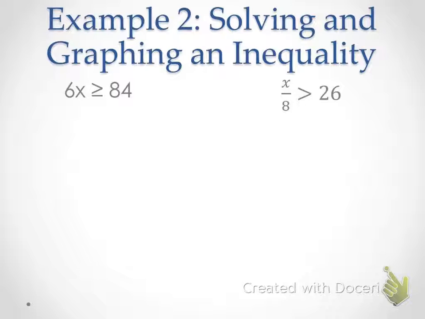Multiplication and division. But I still solve it the same way I solved equations. So how would I solve the first one? 6x is greater than or equal to 84. Divide both sides by 6. Okay, so I divide both sides by 6, and how would I read my solution?